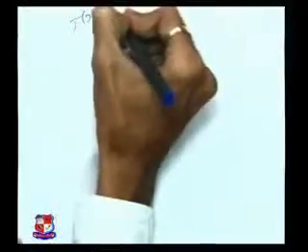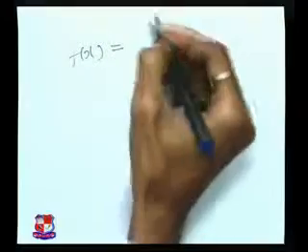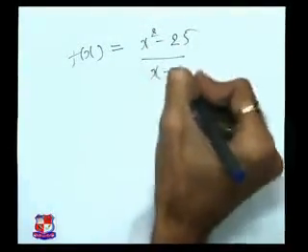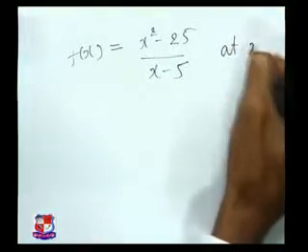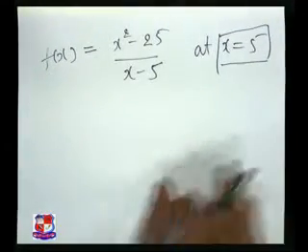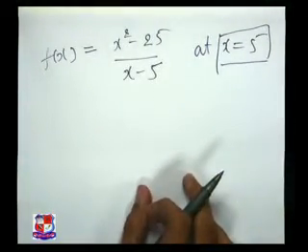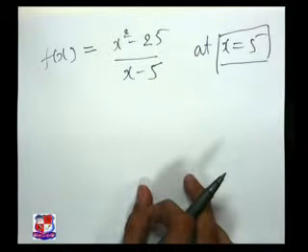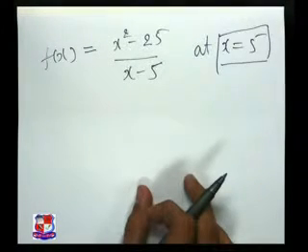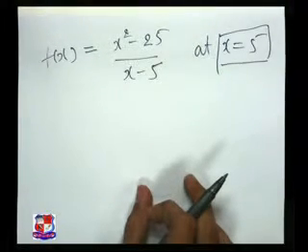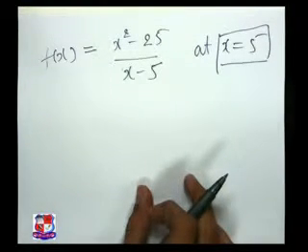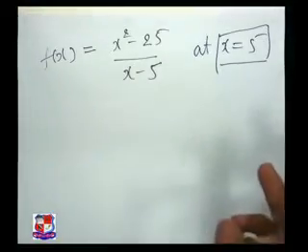f of x is equal to x square minus 25 upon x minus 5 at x is equal to 5, then we know that this function is not defined at x is equal to 5, because if we put x is equal to 5 in this expression, then the denominator becomes 0. So we cannot define the value of this function at x is equal to 5, but we can approach the value of the function as x approaches 5.